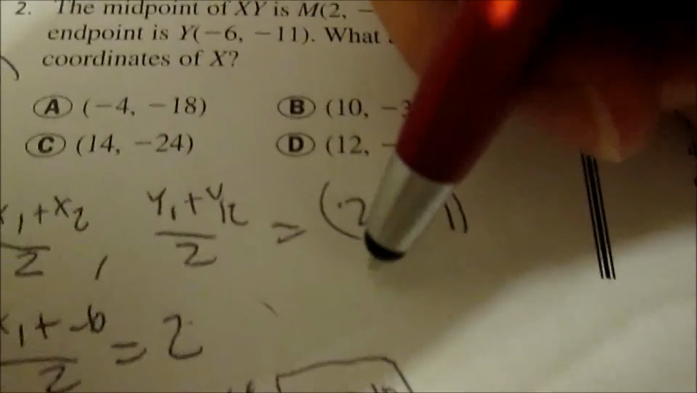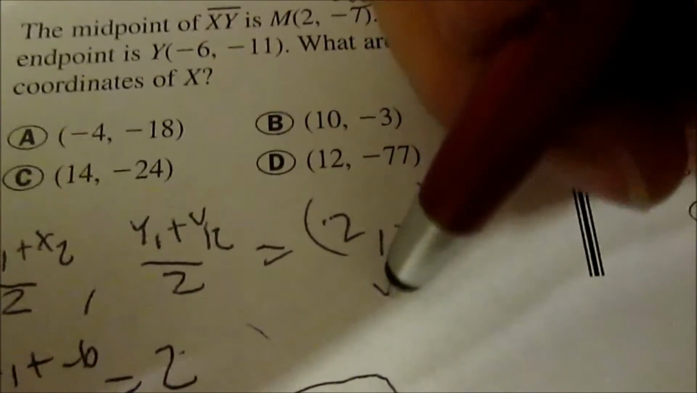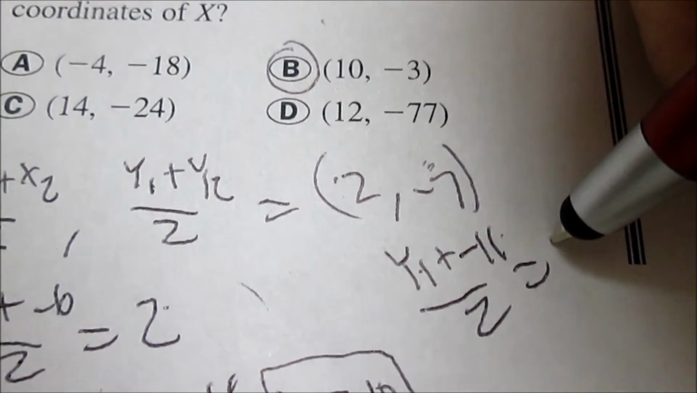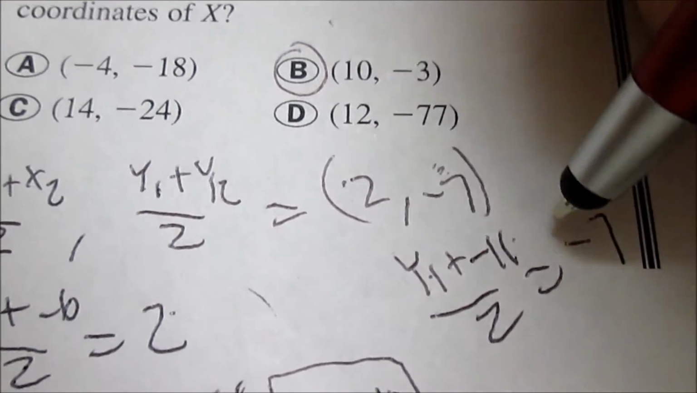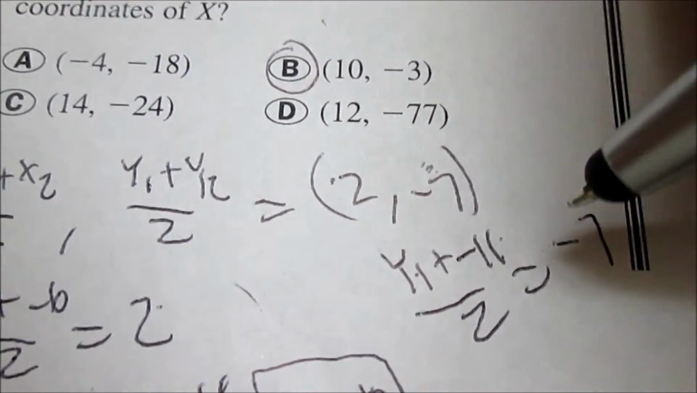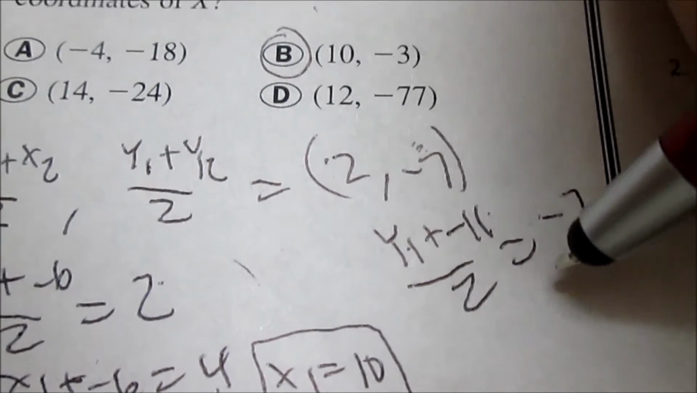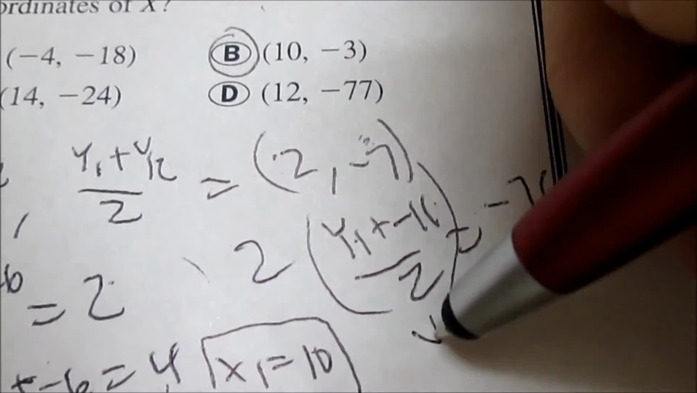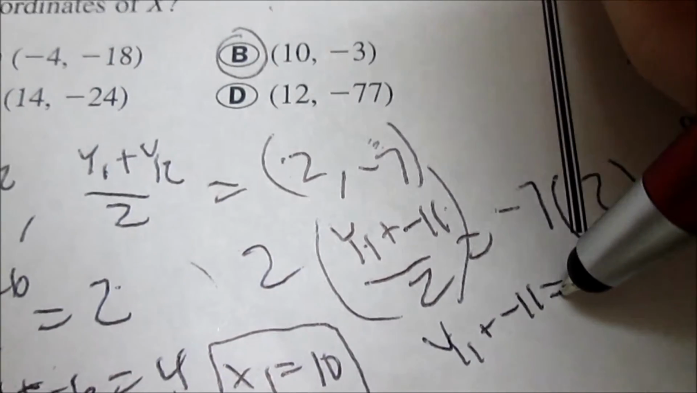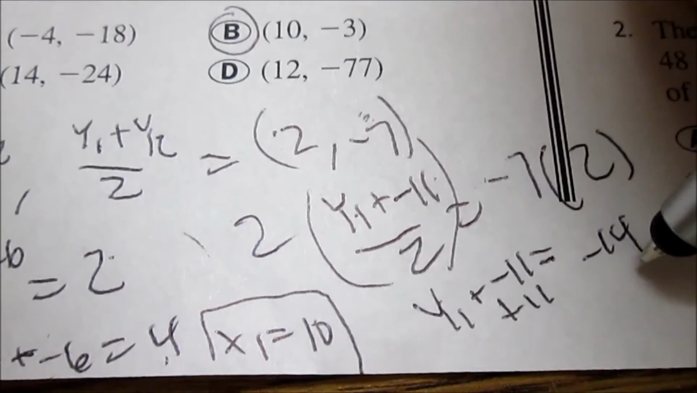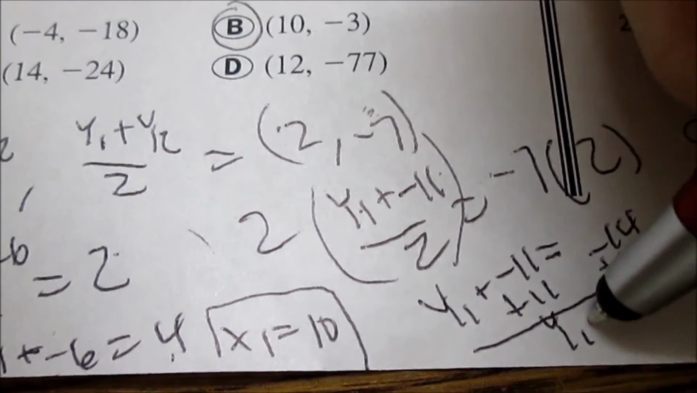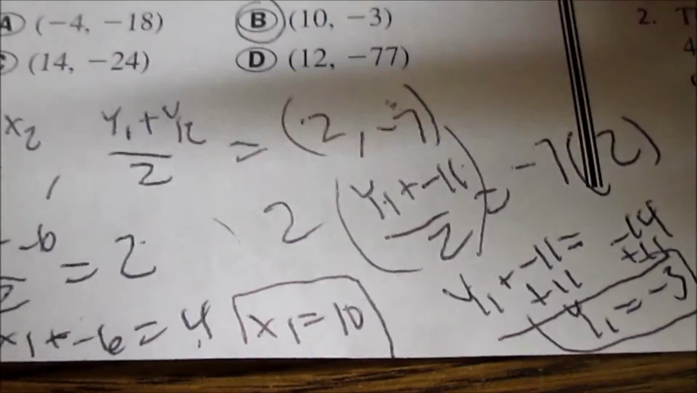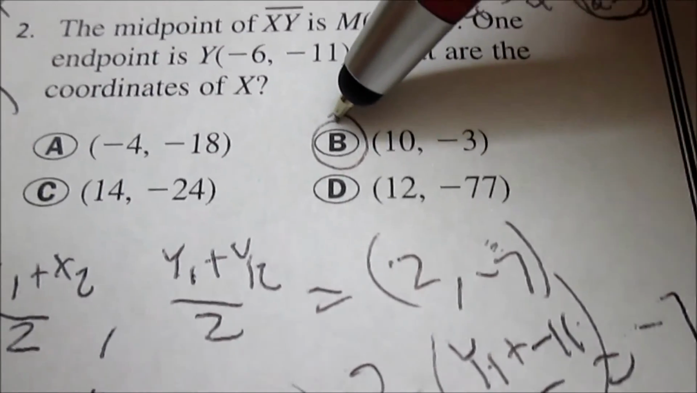Do the same thing for the y's. I know one of the y's is -11, so I'm going to do y1 plus -11 divided by 2 equals -7. And I get that from here, because I already know the y for the midpoint is -7. Multiply both sides by 2. I get y1 plus -11 equals -14. Add 11 on both sides. I get y1 equals, these will cancel, -14 plus 11 is -3. So x1 was 10, y1 is -3. That's this answer here, B.